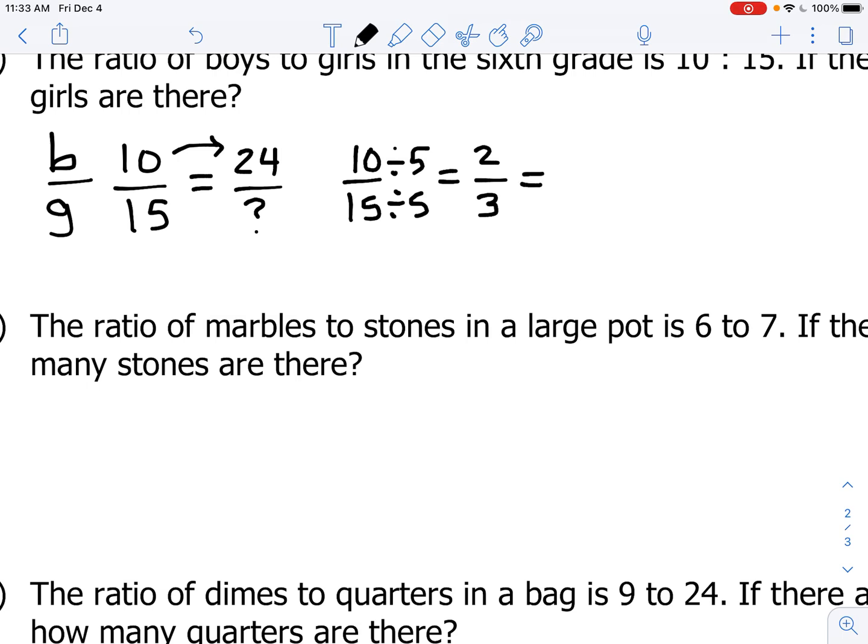Now I can try to make an equivalent ratio with 24 as the number of boys, and I notice that 2 times 12 gives us 24, so 3 times 12 would give us the number that we need in our denominator to make those ratios equal, and that's 36. So that means there are 36 girls.